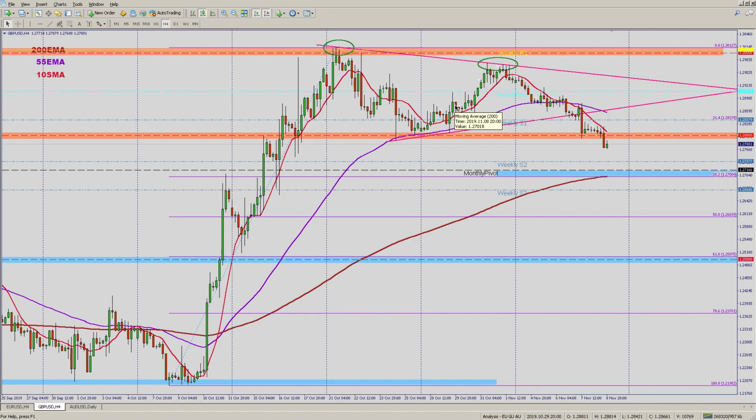And for the UK, there are a number of economic news coming up. Prelim GDP on Monday, the employment report on Tuesday, CPI figure on Wednesday, and then retail sales on Thursday. So quite a number of news events to watch out for.